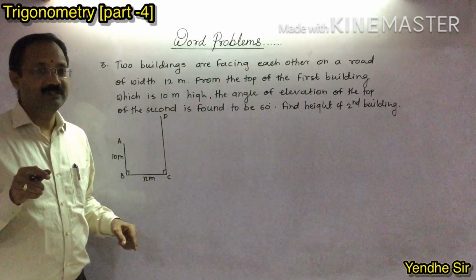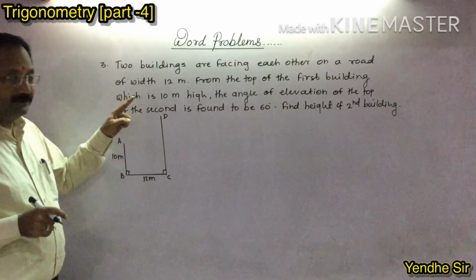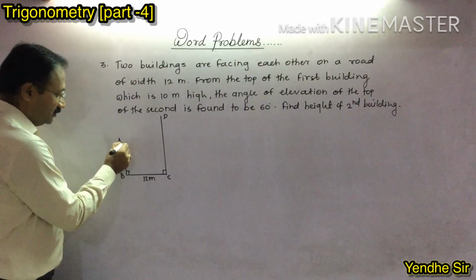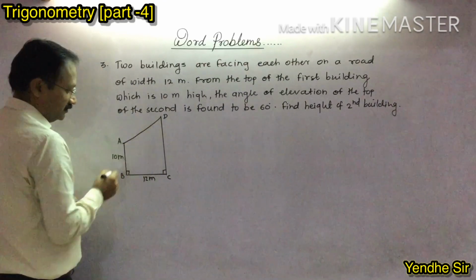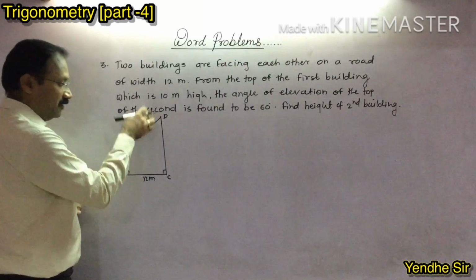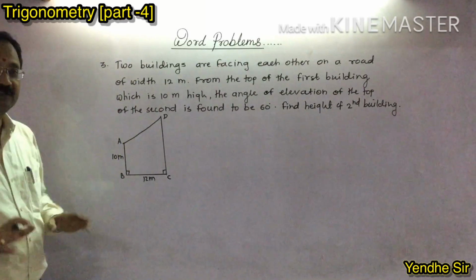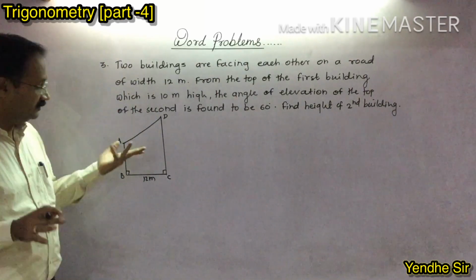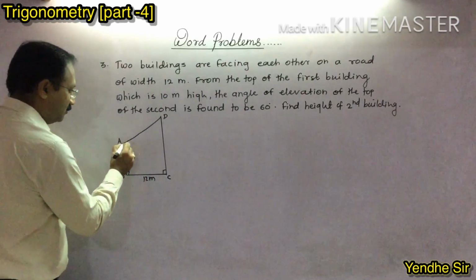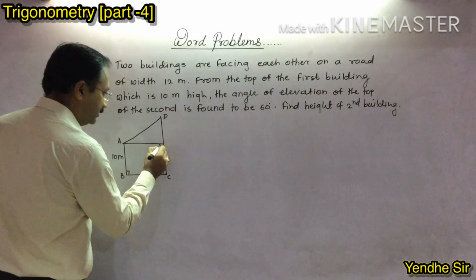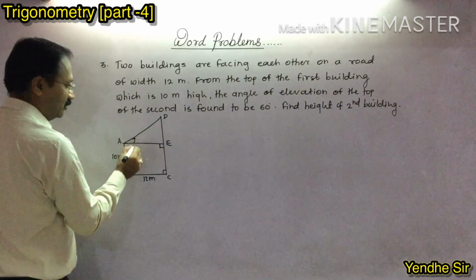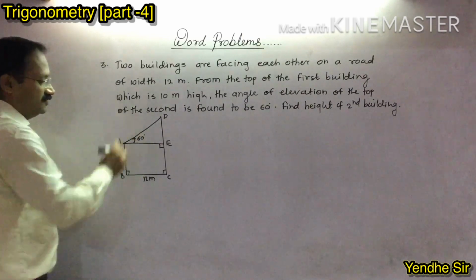For that, what is given? The angle of elevation is given from the first building. So it means like this. But whether you are seeing from upper or lower, it needs a line of vision. Where is the line of vision? So here you have to draw the line of vision. And now this angle is the angle of elevation, which is 60 degree.